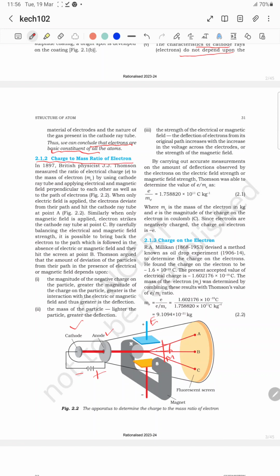Okay, when only electric field is applied, the electrons deviate from their path and hit the cathode ray tube at point A. Similarly, when only magnetic field is applied, electrons strike the cathode ray tube at point C. By carefully balancing the electrical and magnetic field strength, it is possible to bring back the electrons to the path which is followed in the absence of electric or magnetic field, and they hit the screen at point B.